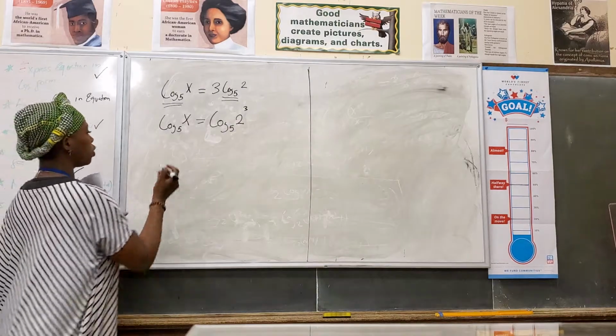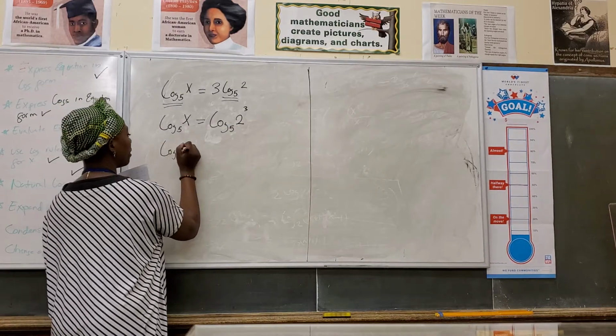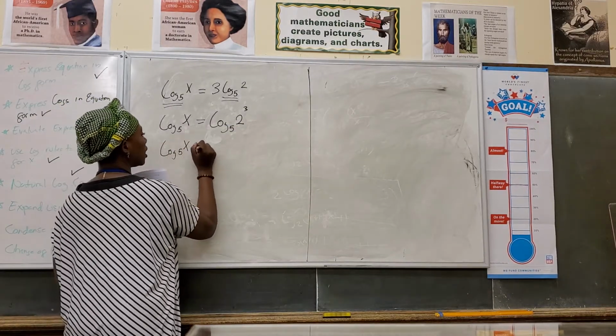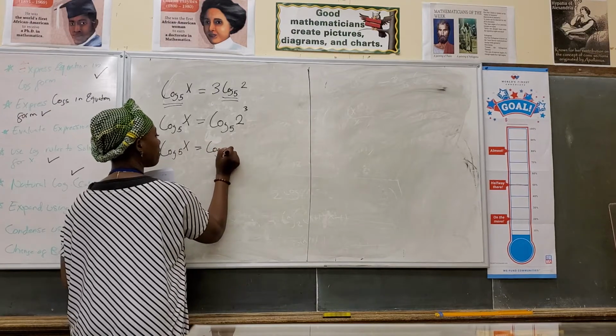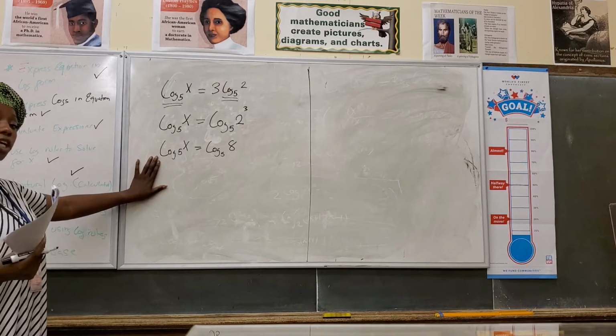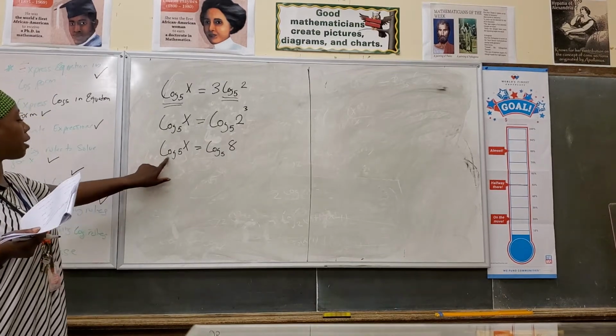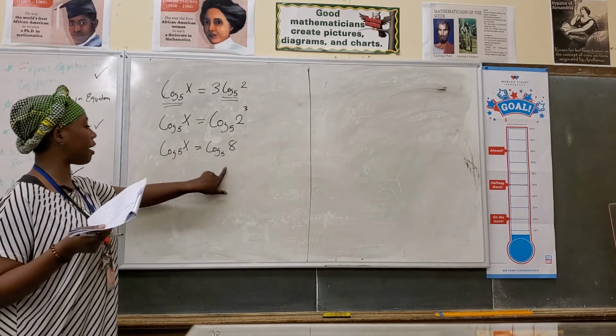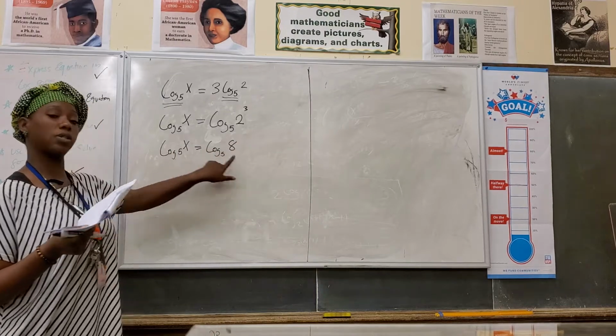Well, we know what 2 cubed is. Log base 5 of x equals log base 5 of 8. Well, one thing we know just using our common sense, if log base 5 of x is equal to log base 5 of 8, then x equals 8.